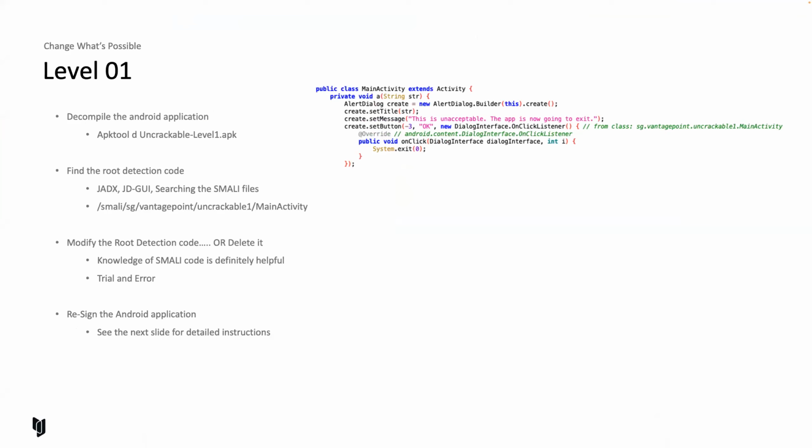One thing we're looking for is to find the root detection code. How are we going to find it? Are you going to use JADX? JD-GUI is an older way to do it. JADX has kind of replaced that, but some people still use it.